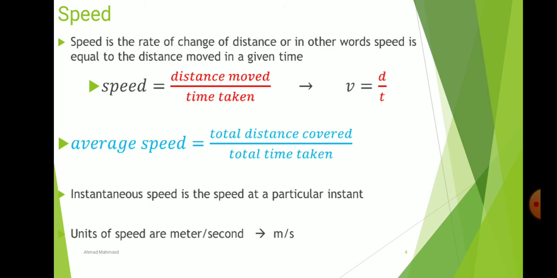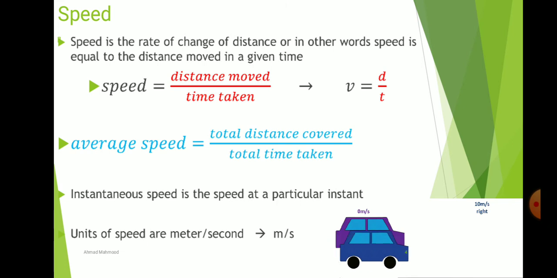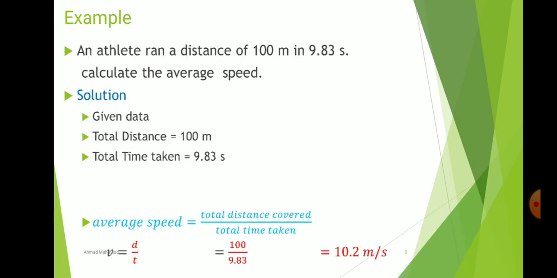The units, we can derive the units from the formula. The unit of distance is meter. The unit of time is seconds. So the unit of speed is meter per second. Let's move on. Okay, here we have an example of a car moving with different velocities or speeds.